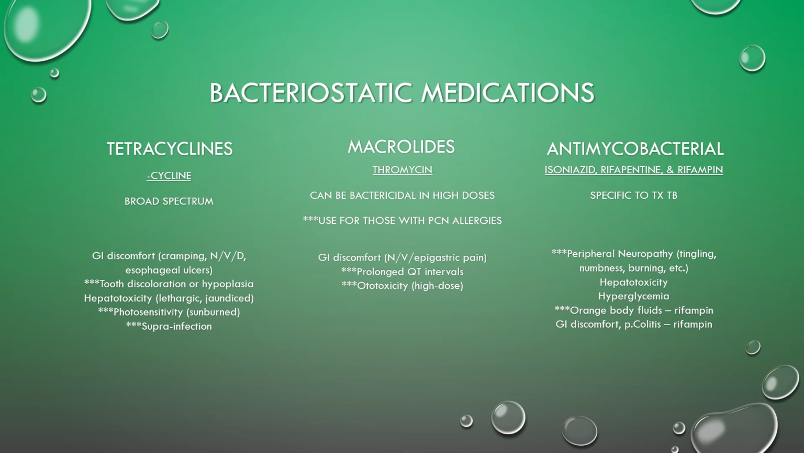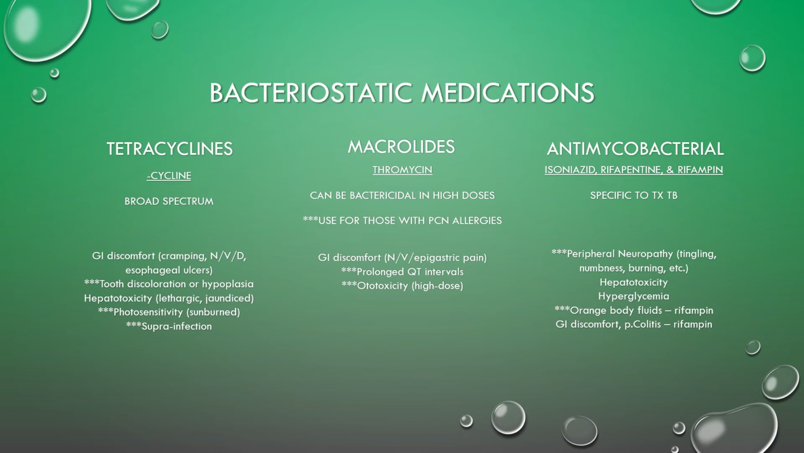Antimicrobials, rifampin is usually the big one. These are specific to treating tuberculosis. These can cause peripheral neuropathy, so tingling, numbness, and burning in the extremities. Hepatotoxicity with the liver, and orange body fluids.